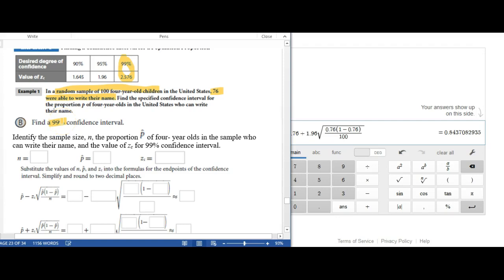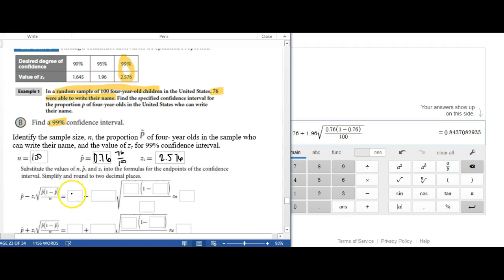So I feel like the only thing that's really going to change for us is that z-value. Our sample size again was about 100. That was our random sample size. Our p-value is 76 divided by 100, which as a decimal is 0.76. Our z-value in this case will be 2.576. So let's go ahead and plug some numbers in their place.